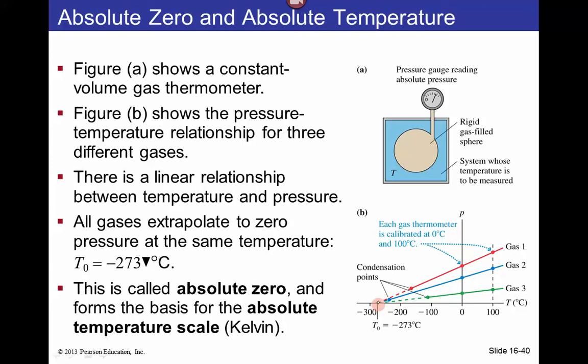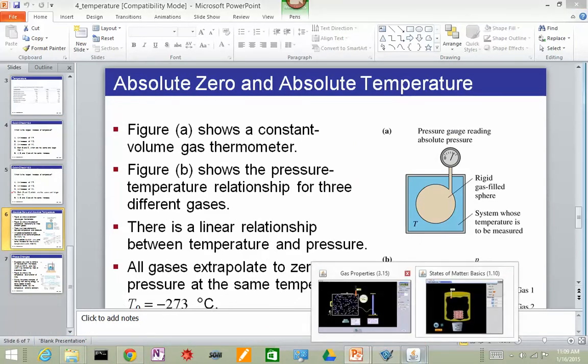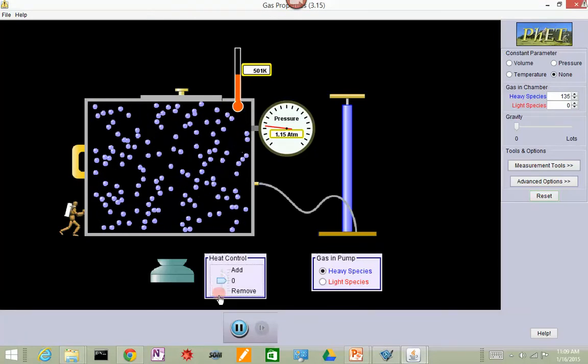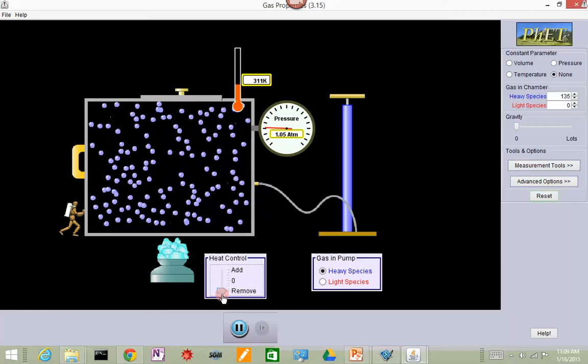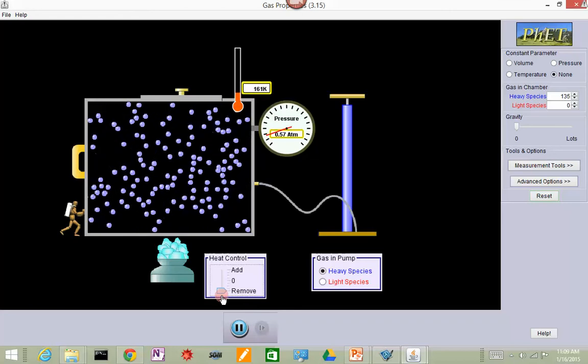You cannot have less temperature than that. The temperature can never come down to this point. So this is your absolute zero. And that is the point where, if you look at this simulation that we had here, the absolute zero would be the point. Let's just remove heat, remove energy, and cool down. So you can see it's coming down, down, down, down.